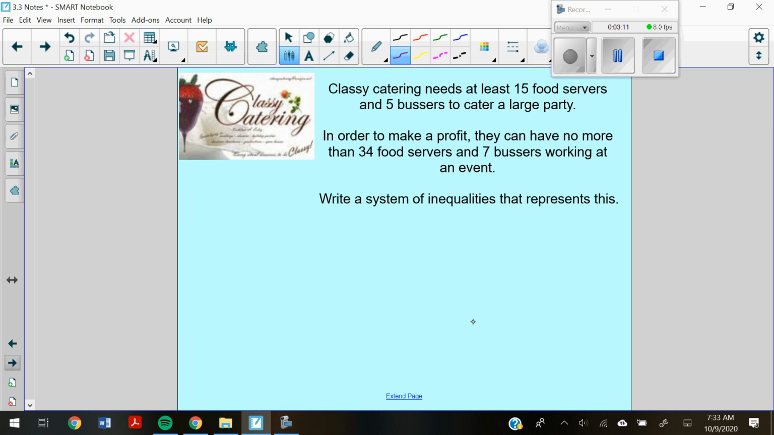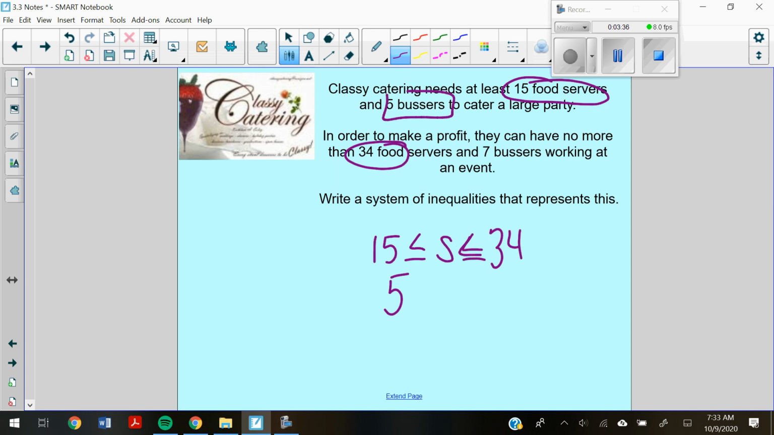So let's talk about servers. So the lowest amount of servers we can have is 15. And we can have 15, so we're going to include it with the equals. So S for servers. And the most we can have is 34. So we want to have less than or equal to 34. Okay, now we're going to talk about bussers. The smallest amount of bussers we can have is 5. And we can have equal to that. And the largest is 7. So just some simple inequalities here for us. And we're not going to worry about graphing those. Okay, but that is a system there of inequalities.